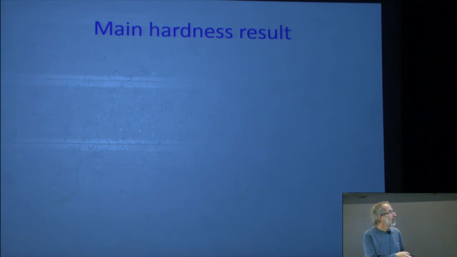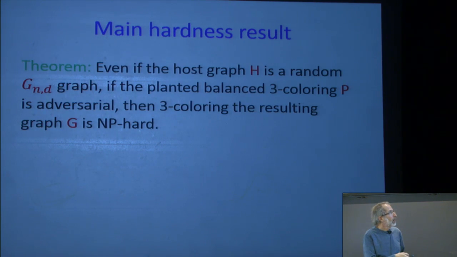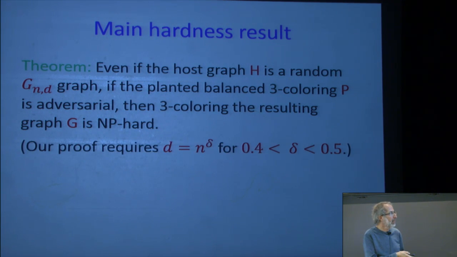So here we have a hardness result, and this is the most interesting one, which is the following. Even if the host graph H is a random G(n,D) graph, not an expander chosen by an adversary, if the planted balanced coloring P is adversarial, the adversary chooses how to plant the coloring, he can choose it in such a way that recoloring the resulting graph is NP-hard. So there is a way of planting a coloring in a random graph in which finding any legal 3-coloring is NP-hard.